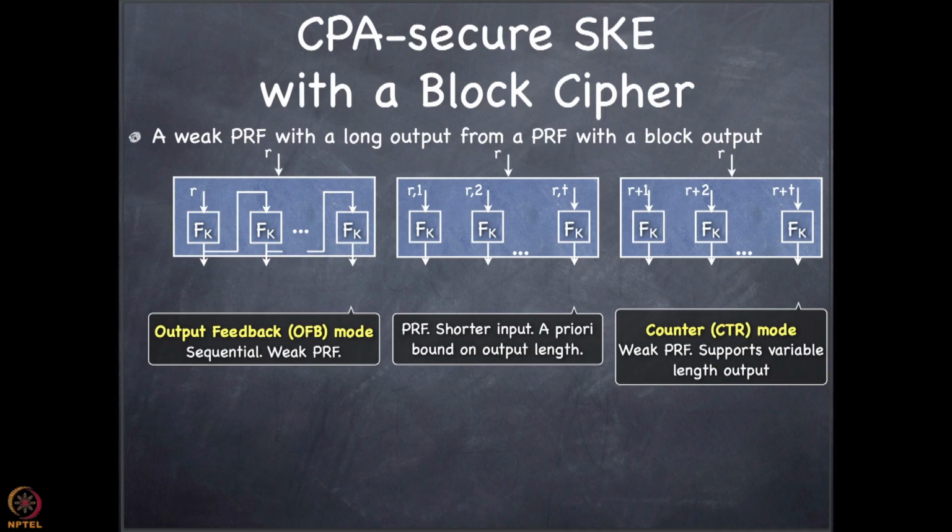And this is almost the same as before, but now this is not a PRF, it's only a weak PRF, for the same kind of reason we saw with the other one. Somebody can query this whole thing with R versus R plus 1, and you will see that there is a lot of overlap. So it's not a PRF, but it's a weak PRF.